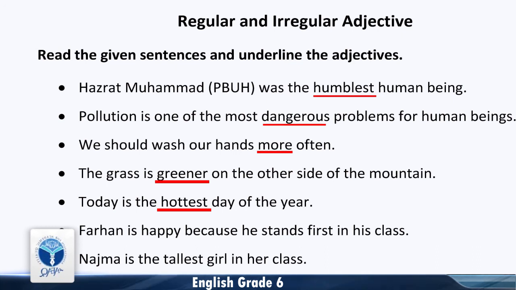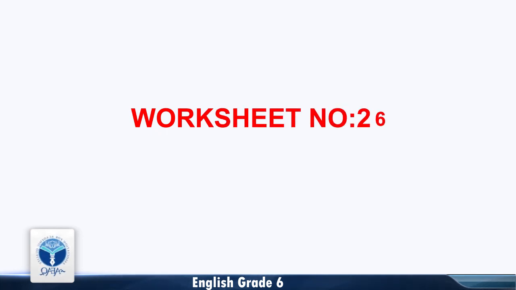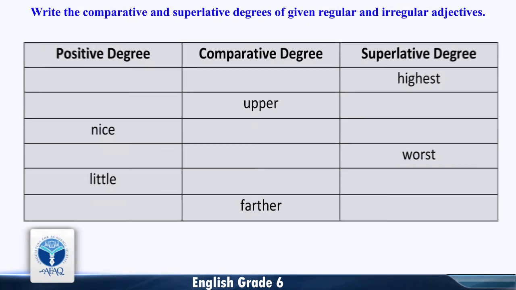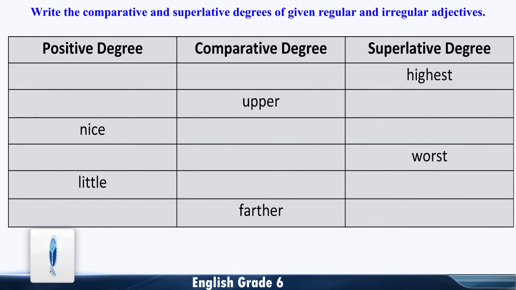Farhan is happy because he stands first in his class. Adjective: happy. Najma is the tallest girl in her class. Adjective: tallest. Worksheet number 26. Write the comparative and superlative degrees of the given regular and irregular adjectives.